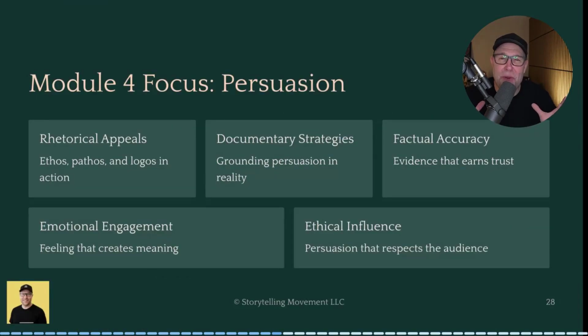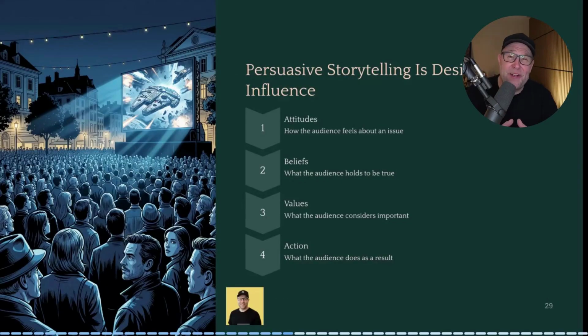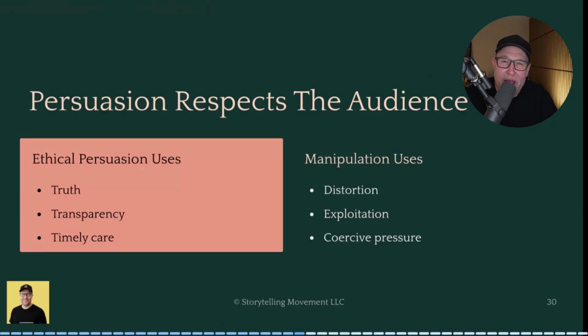Module 4 focuses on persuasion. We have rhetorical appeals, documentary strategies, factual accuracy, emotional engagement, and ethical influence. Persuasive digital storytelling is designed to influence. We move from attitudes, beliefs, values to action. Persuasion respects the audience. It uses truth, transparency, and timely care, whereas manipulation uses distortion, exploitation, or coercive pressures.